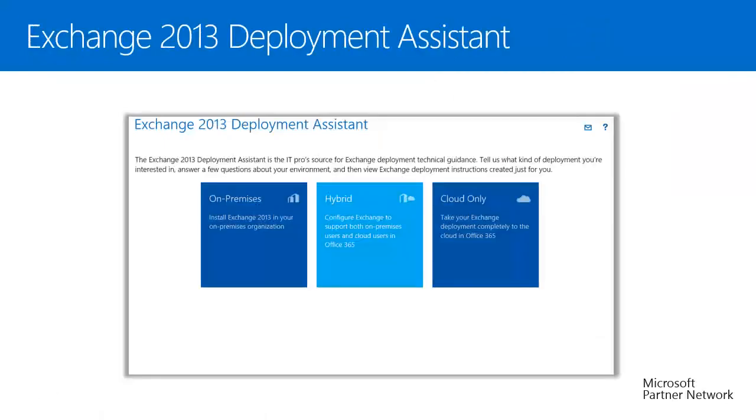There is a tool called the Exchange 2013 Deployment Assistant, which can be used as an official guide. This assistant will ask some questions regarding the customer's environment and suggest a migration path for you. Also, it can create step-by-step documentation on what to do. It was also demonstrated in the previous presentation called Mailbox Migration Strategies.